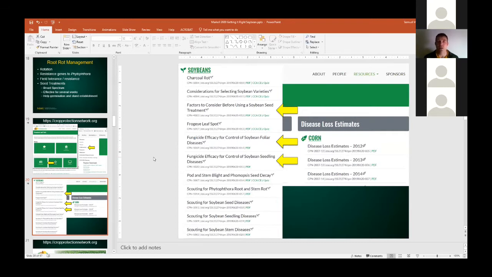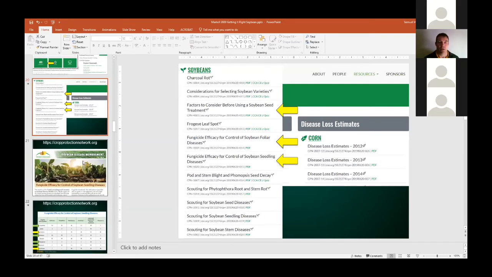The next one is Fungicide Efficacy for Control of Soybean Foliar Diseases. And how this works is, actually the next 2 arrows really, we put our data together and then we try to determine how effective these different chemicals are against certain pathogens. And I have an example here. And then this last one, Fungicide Efficacy for Control of Soybean Seedling Diseases, is probably the most important. And this is the one I'm going to show you.